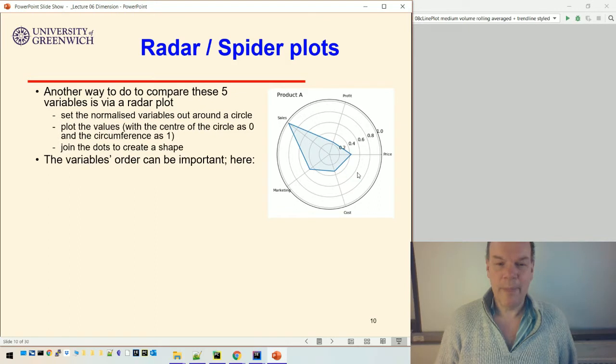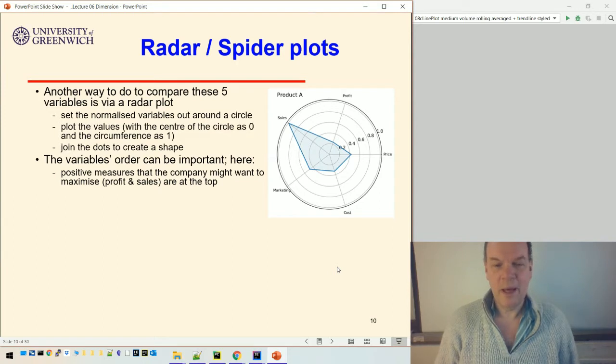And the order of variables, how I lay them out around the circle, can be important. What I've done here, I set this out deliberately so that I've put the positive things that the company might want to maximize at the top of the radar plot. So the company might want to maximize their profit, and they might want to maximize the sales. They're trying to sell things, so they might want more money, or they might want to sell more things.